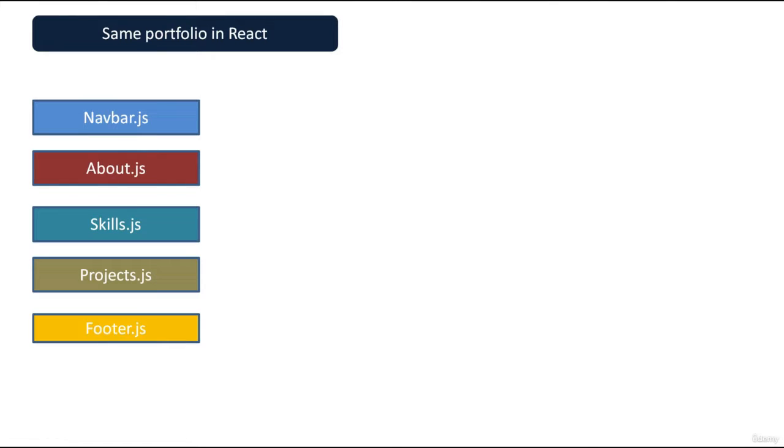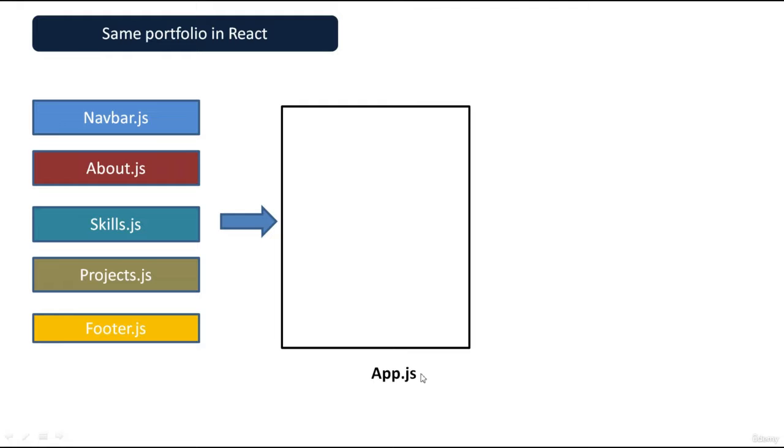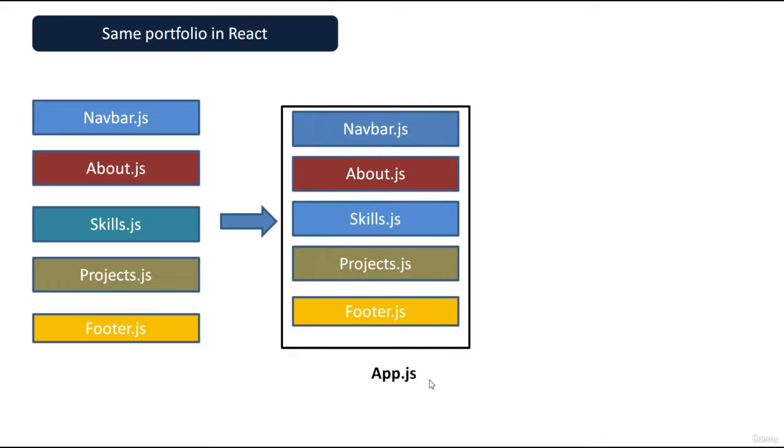As we discussed a couple of minutes ago, in single page applications everything is a component. In ReactJS also we have to create components to design web pages. After creating all these components, we have to create one more component to place all these components in one place. That is the app.js component. In this app.js component only we have to place all these child components. App.js is the parent component in ReactJS. In this we will place all the components: navbar.js, about.js, skills.js, projects, and at the end we have footer.